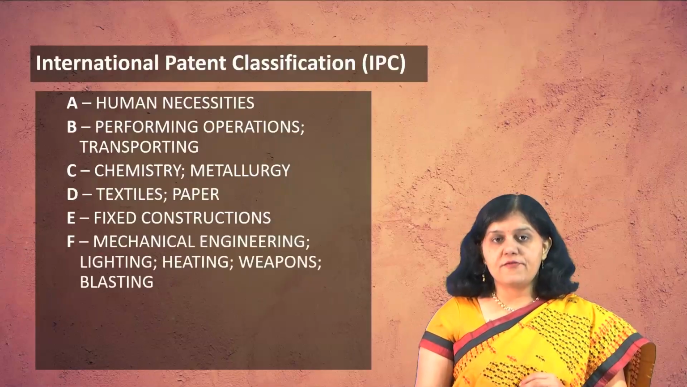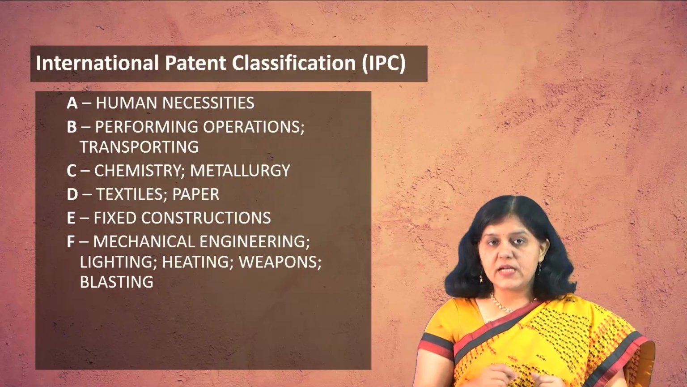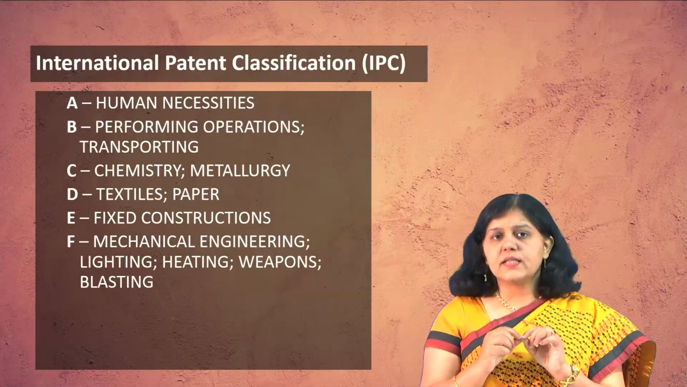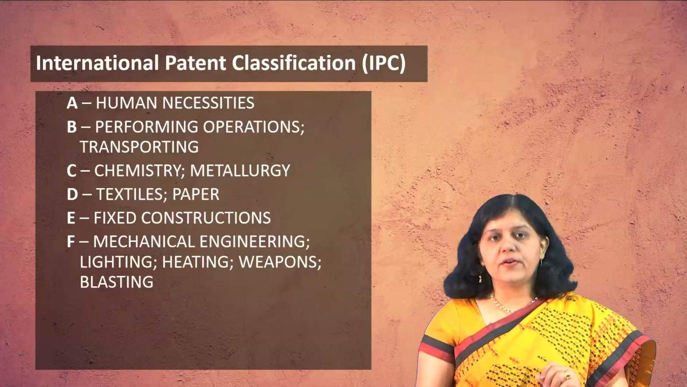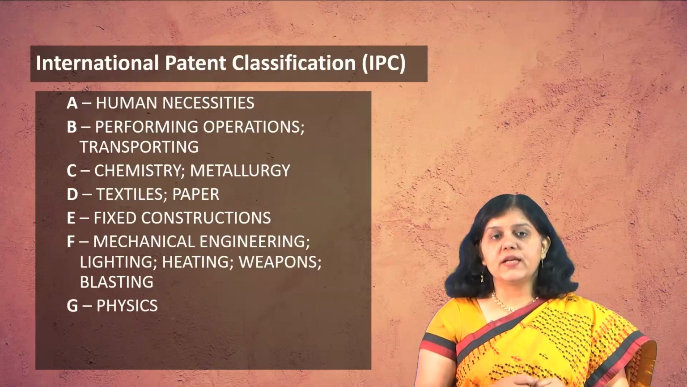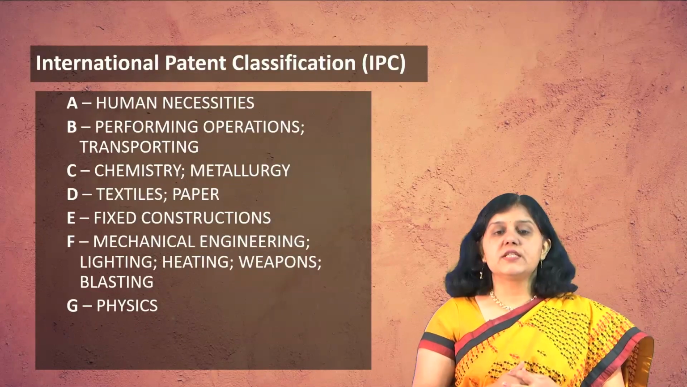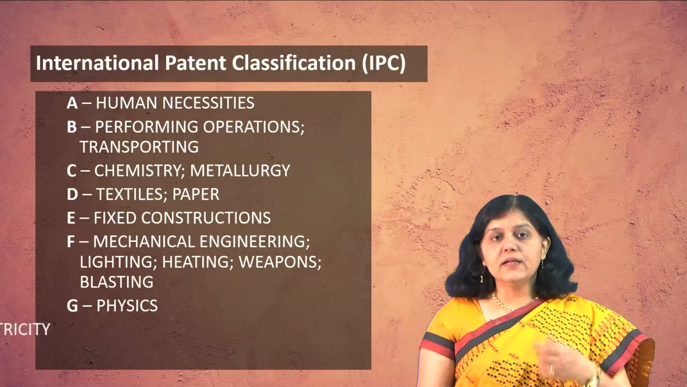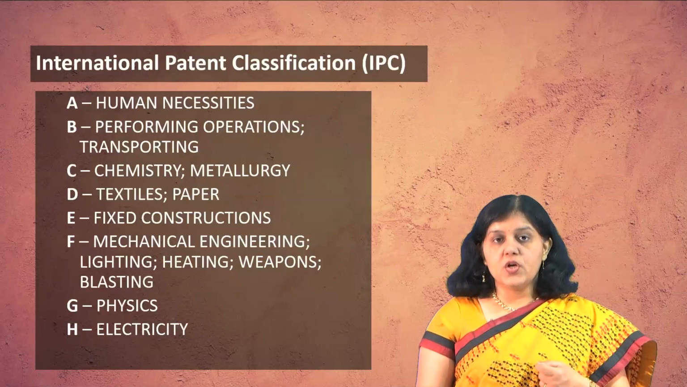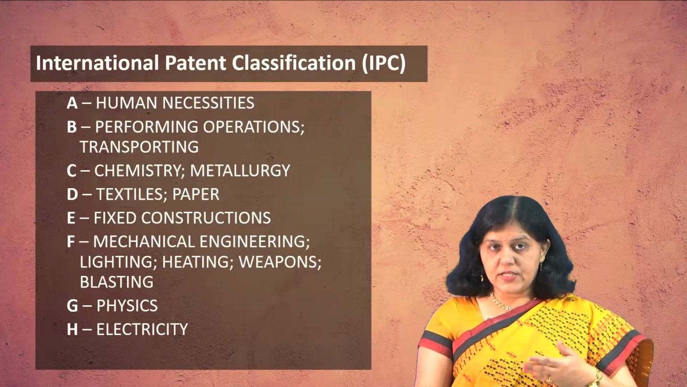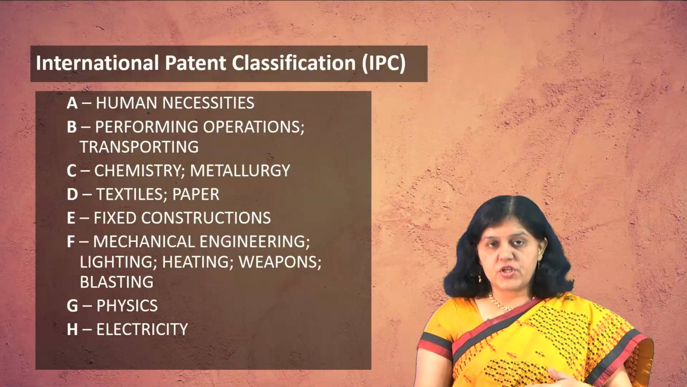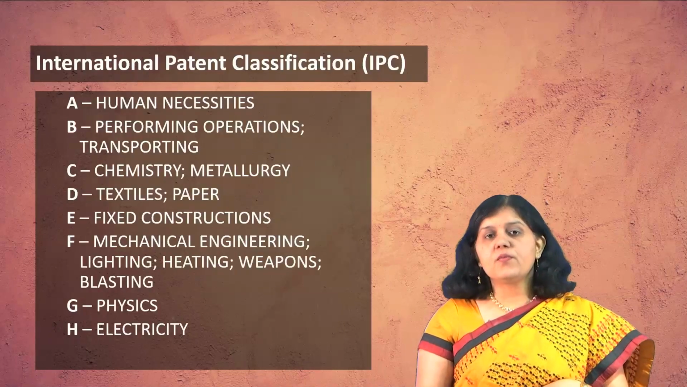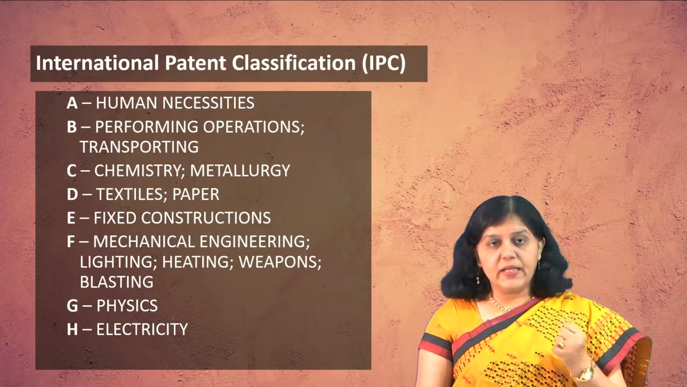The next is F, that is mechanical engineering, lighting, heating, weapons, blasting. So, if you are interested in that, you have to visit section F. Then the next is G, that is physics. Any technology which is related to physics will be under section G. And the last one is H, that is electricity. So, when we see these 8 sections, A to H, you can see that broadly all technologies are covered, starting from human necessities up to electricity, right.